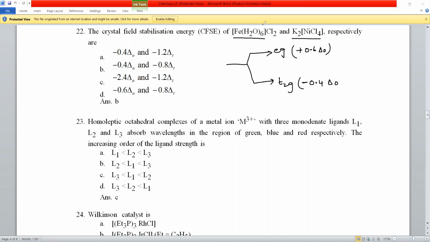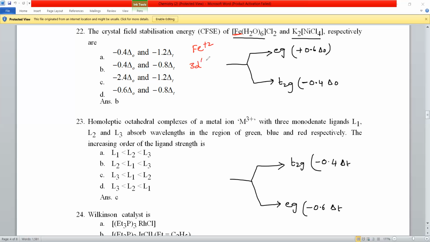So we can apply this for the octahedral complex. For a tetrahedral complex, splitting takes place like this. So e will be the lower energy and t2 should be the higher energy. So e value is minus 0.6 del t, because lower energy, and t2 will be minus 0.4 del t. Now we can apply how many electrons are there. Iron is there here. What is the oxidation state of iron? +2 state. Iron +2 means 3d6 4s0.